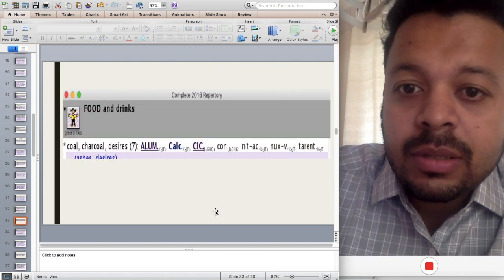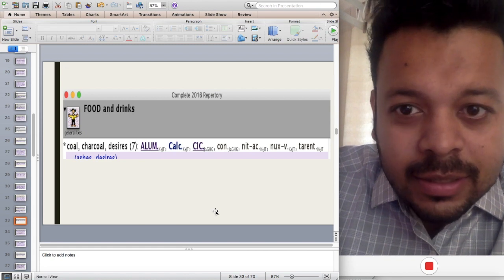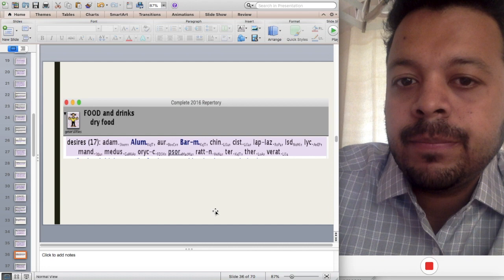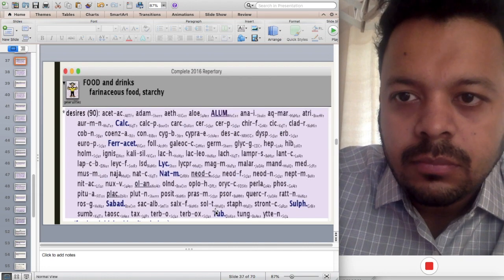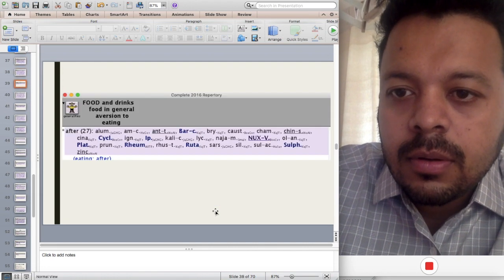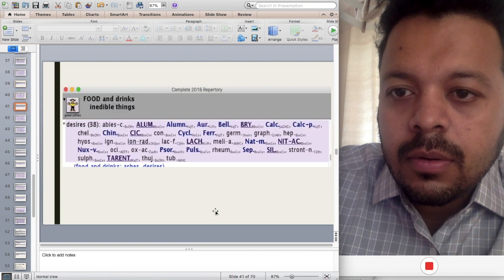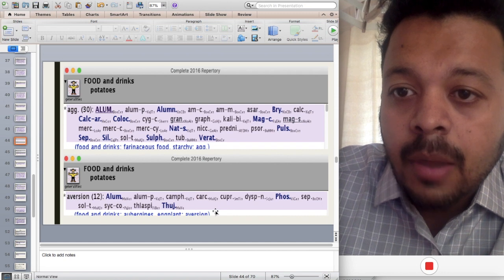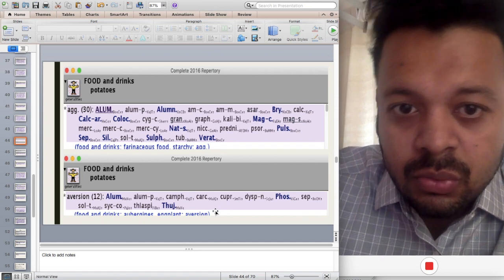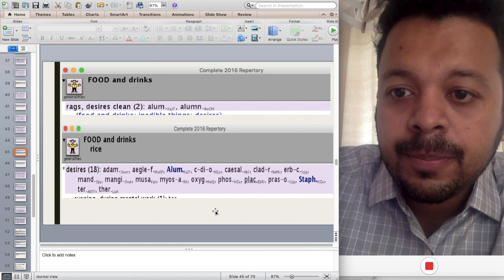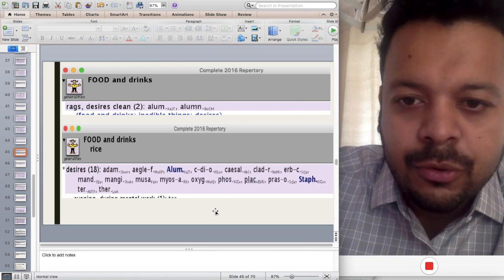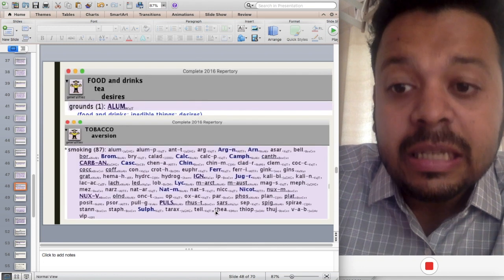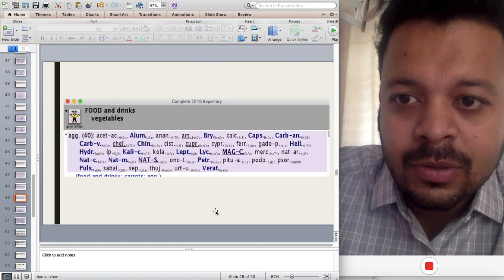One of the very important things is they desire charcoal, coal, indigestible things. Coffee is a strong desire. Cold food is a strong desire. Dry food, inedible food items is very important. Potato aggravates, potato aversion. These two are very important symptoms for alumina. Rice, they are craving for rice. Alumina and staphysagria. Tea is a very important desire for alumina as well.